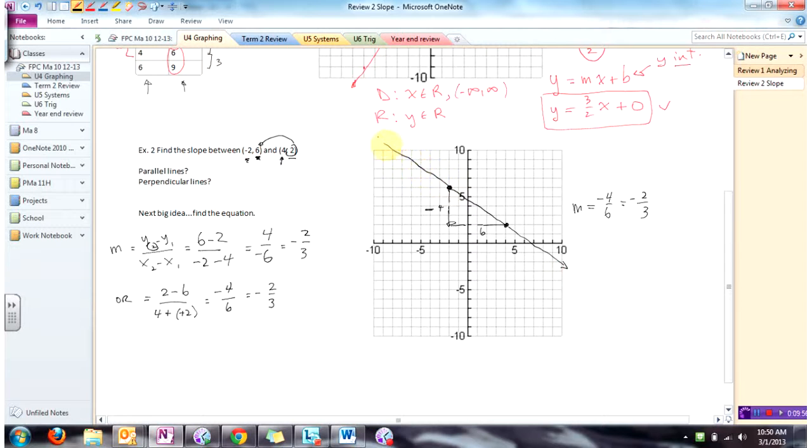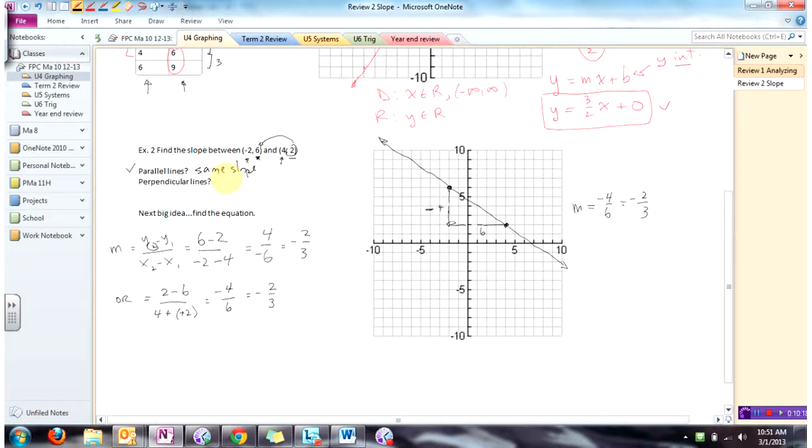And let's talk about parallel lines. So parallel lines run exactly alongside of this without touching it to infinity. And we talked in class that parallel lines have to have the same slope.